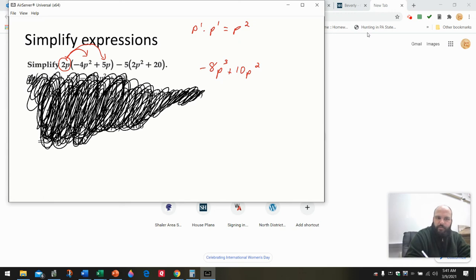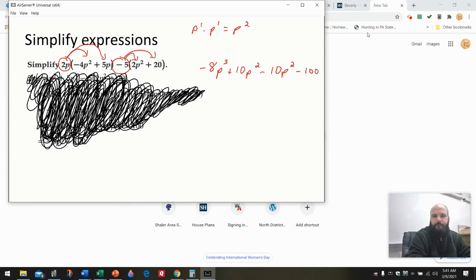So now that we've distributed that first 2p, we can now distribute this negative 5, and it gets distributed to both of the terms after it. So negative 5 times 2p squared becomes negative 10p squared. Negative 5 times 2 is negative 10, and then p squared. Then the last distributive property we're going to do there is the negative 5 times 20, which becomes negative 100, just like that.